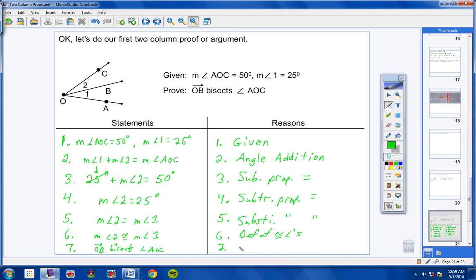How do I know that? Well, it's called the definition of an angle bisector. Remember what the definition is? The definition of an angle bisector is a ray or line or something that divides an angle up into two congruent angles. And I just stated right here in step 6 that we have two congruent angles right here. And so if I've stated these two angles are congruent, then I can definitely state that this ray right here is an angle bisector.